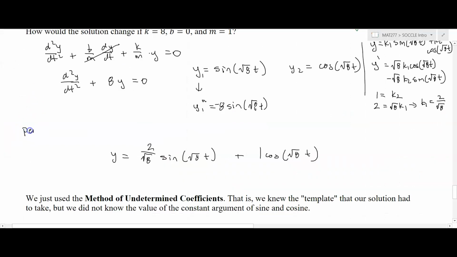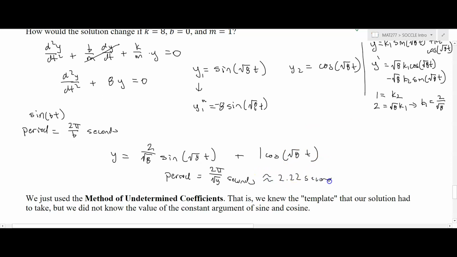So period, if you have sine of bt like that, then the period is equal to 2 pi over b. And its units are seconds. So that's how many seconds it takes to complete one oscillation. So if b is square root of 8, then this is going to have period equal to 2 pi over the square root of 8 seconds. Now that comes out to approximately 2 pi divided by square root of 8, about 2.22 seconds.